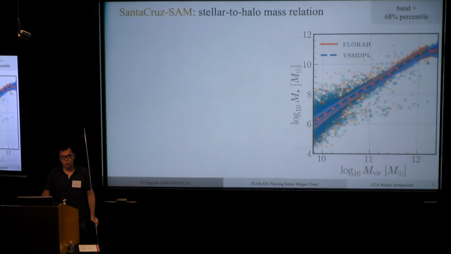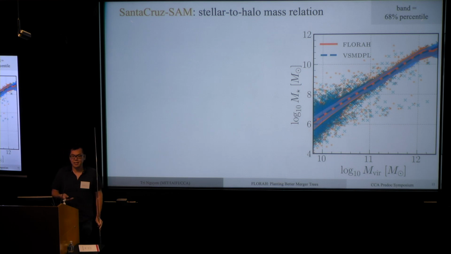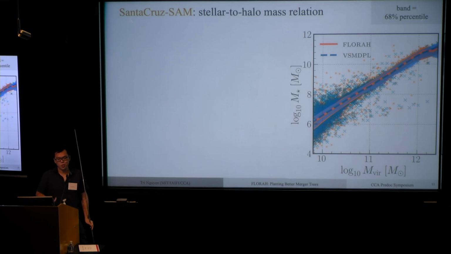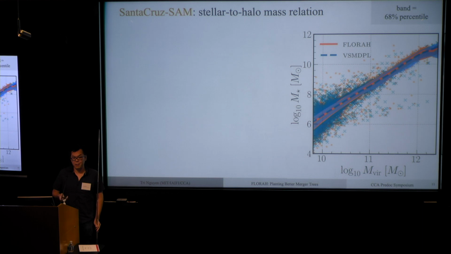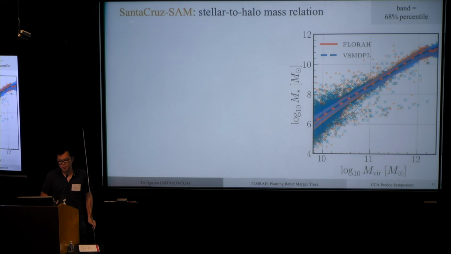Another thing I want to show is I want to see if these trees can be used in semi-analytic models in place of n-body trees. For this, we apply the Santa Cruz semi-analytic model to estimate the stellar mass of each galaxy that arises from the mass assembly history.